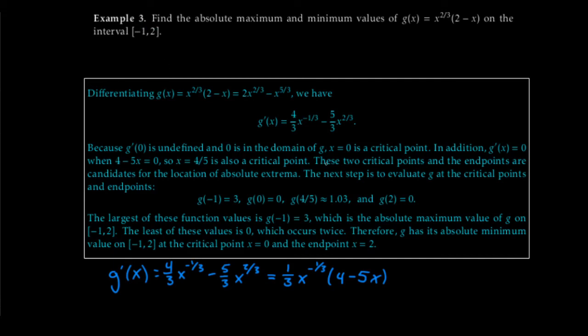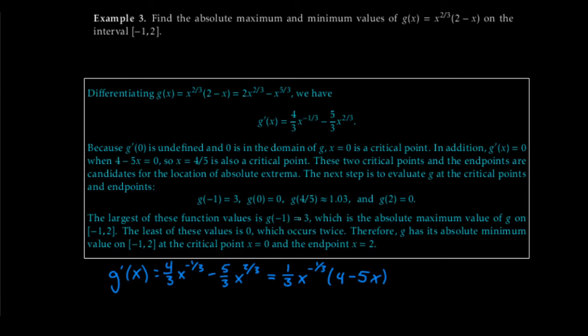These two critical points that we found, x equals 0 and x equals 4/5, as well as the endpoints, are candidates for the location of absolute extrema. The next step we do is just evaluating g at all the critical points and endpoints. G of -1 is 3, g of 0 is 0, g of 4/5 is approximately 1.03, and g of 2 is equal to 0. The largest of these values is g of -1, which is 3.